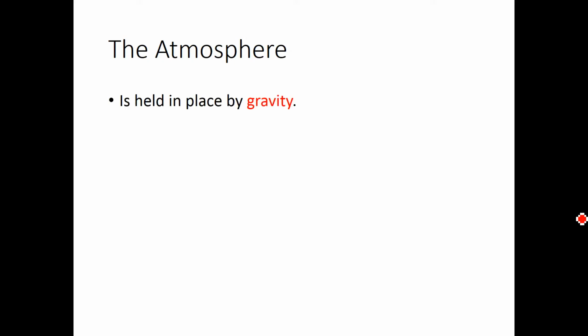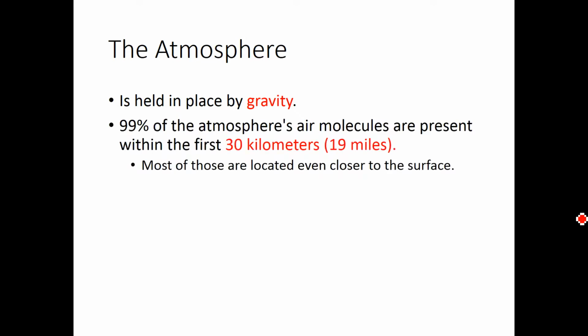Just a review from the last lecture. The atmosphere is held in place by gravity. And as a result, most of the atmosphere's molecules hang out near the surface. In fact, even though the atmosphere is hundreds of miles thick, 99% of the atmosphere's air molecules are only present within the first 30 kilometers, or approximately 19-20 miles. And in fact, even more are located even closer to the surface. So with that said, most of the air is down near the surface.